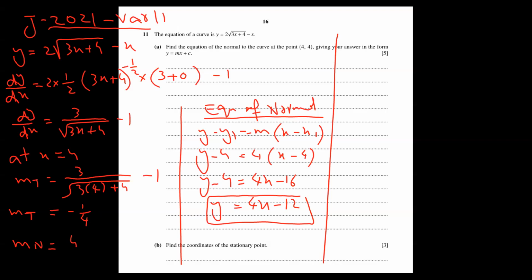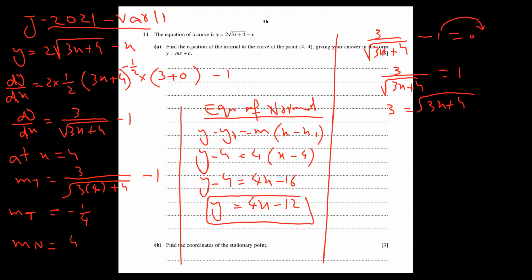So now I'm going for the stationary coordinates. For that reason, what to do? We'll put the derivative equal to 0. So this whole thing equals 0. So 3 over root of 3x plus 4, minus 1, equals 0. The 1 goes to the other side. Cross multiply.